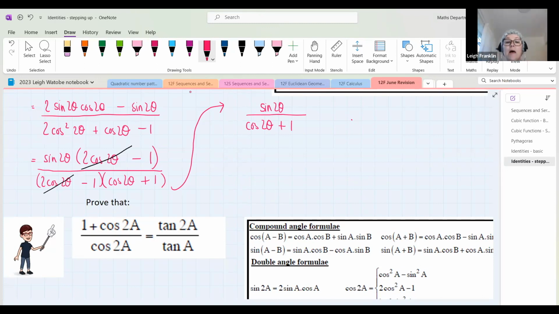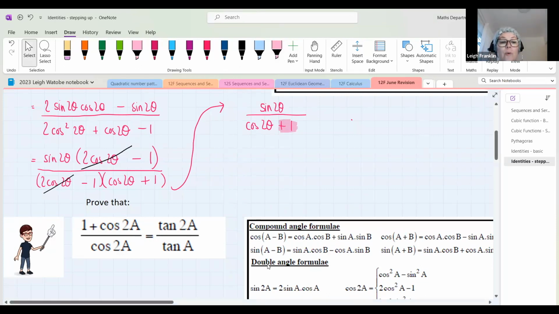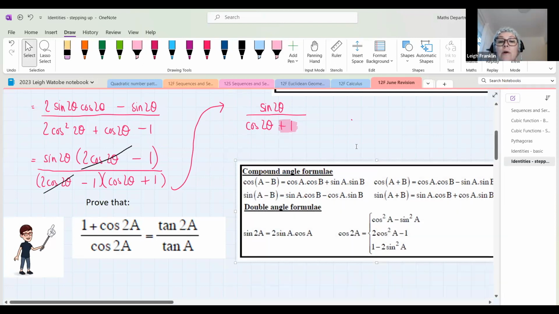Now, remember last time that I was talking to you guys about this, I said we want to get rid of this 1. We want to try and get rid of this 1 that I'm highlighting in pink. So again, let's have a look at our double angle formulae for cos 2 theta. What will get rid of the 1? Would cos squared theta minus sine squared theta get rid of the 1? No. Would 2 cos squared theta minus 1 get rid of the 1? Yes. Will 1 minus 2 sine squared theta get rid of the 1? No.